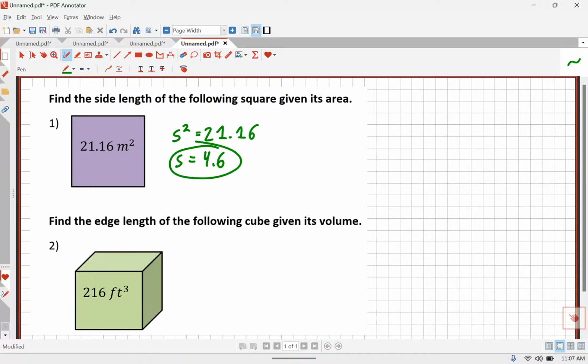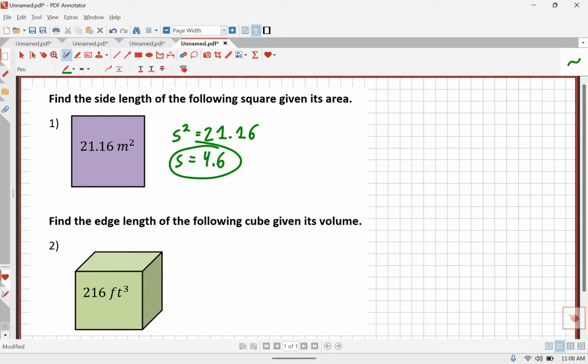Beautiful. Now, I want to point out, guys, this doesn't have a plus or minus this time. And the reason it doesn't have a plus or minus is because this can't have a negative side length of 4.6. Like, that's not a thing, a negative distance. So since it was actually about a square, it's only the positive one. But if I just said S squared equals 21.16, I would expect to see plus or minus 4.6.